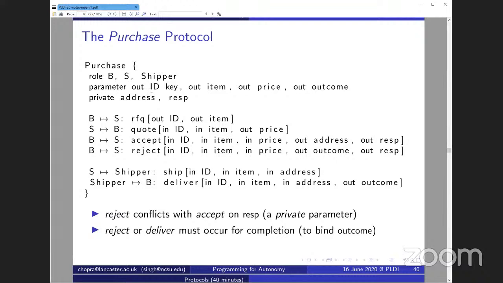I mean, we could in principle make everything public, but private is a good way to encapsulate some information. And similarly, we want to capture that accept and reject both can't occur. And this knowledge doesn't have to be, it's not like earth shaking knowledge. What matters really is the outcome. So we don't make it visible to the upper layer. But accept and reject conflict because they both have the same out parameter. So we know that both of them won't occur.